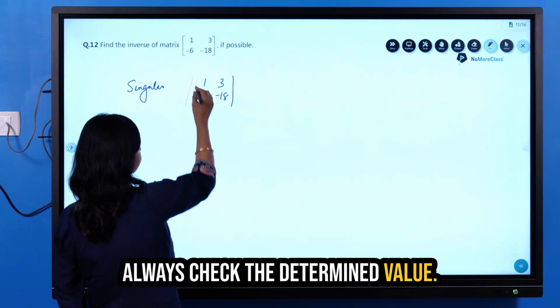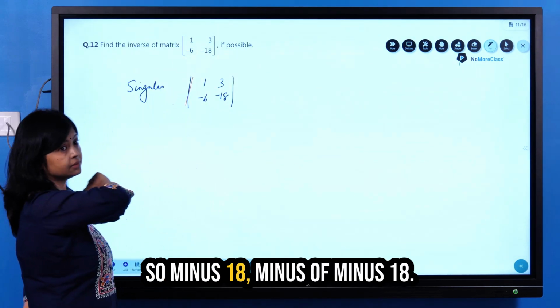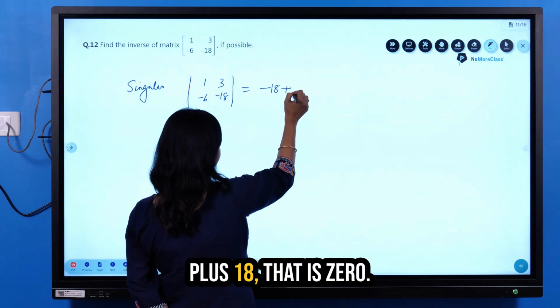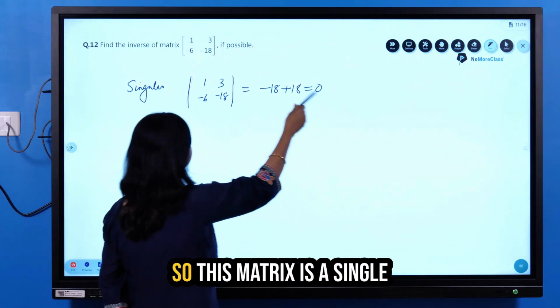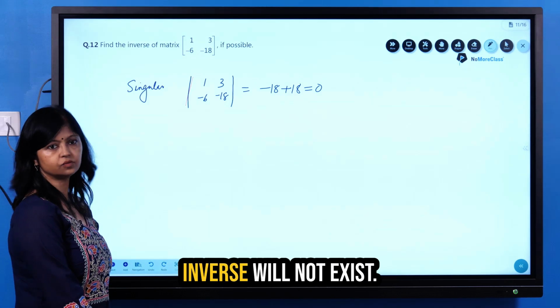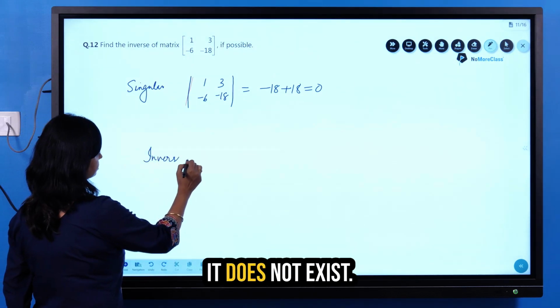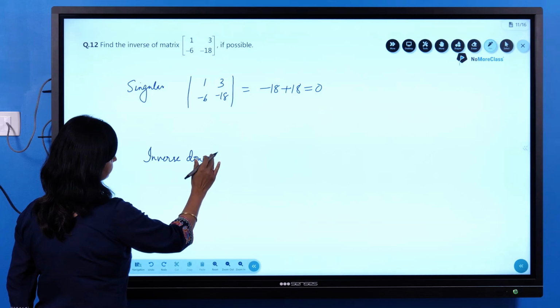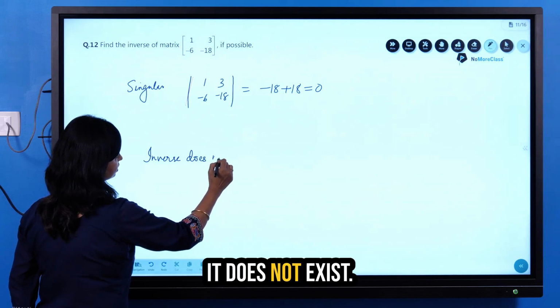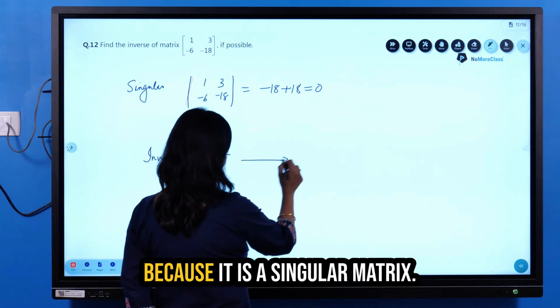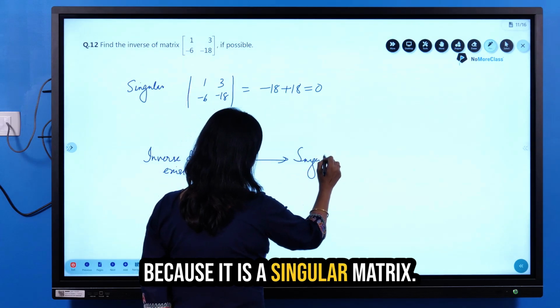the determinant value. So minus 18, minus of minus 18. So what is it? Minus 18 plus 18, that is 0. So this matrix is a singular matrix and the inverse will not exist. So inverse does not exist. Does not exist. Why? Because it is a singular matrix.